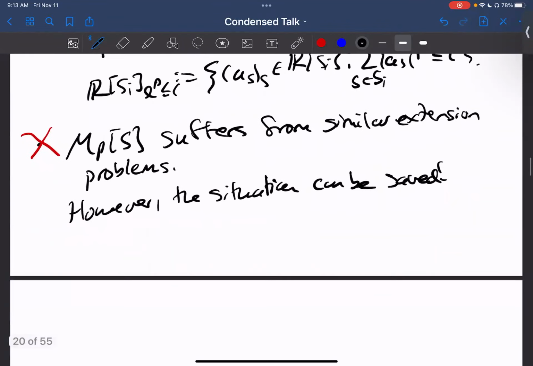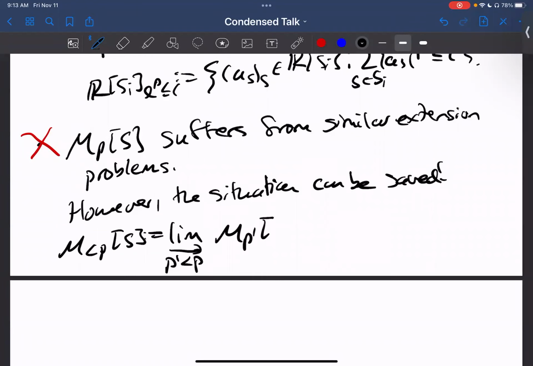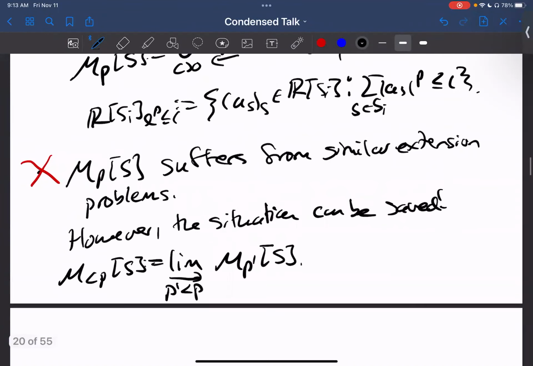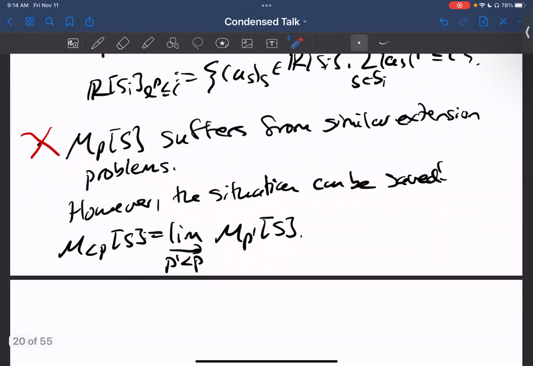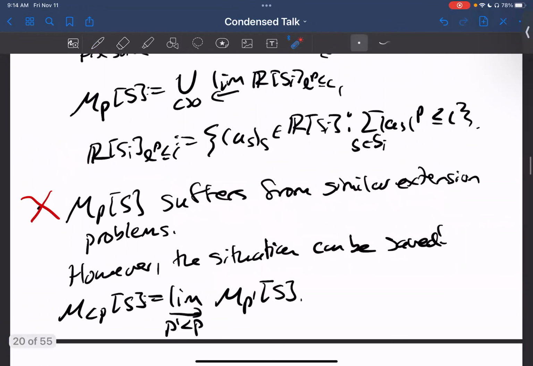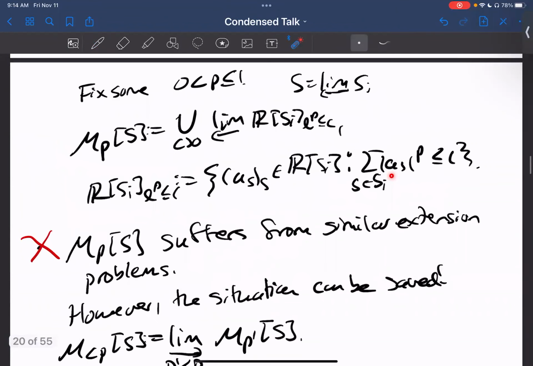So how are we going to save this situation? Well, what we can do is we simply allow ourselves to define M_{<p} of S as the limit over p' < p of M_{p'} of S. Note that we have a map from M_{p'} of S to M_p of S whenever p' < p, since here you might as well consider all of these a_s being less than 1 because you can discard the finitely many which aren't. And then for p greater than p', both less than or equal to 1, these are just going to be smaller when you take the bigger p because these are all less than 1.